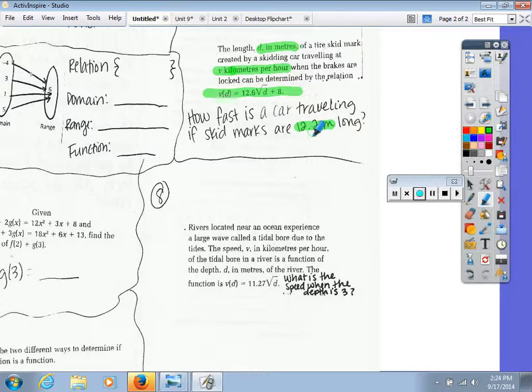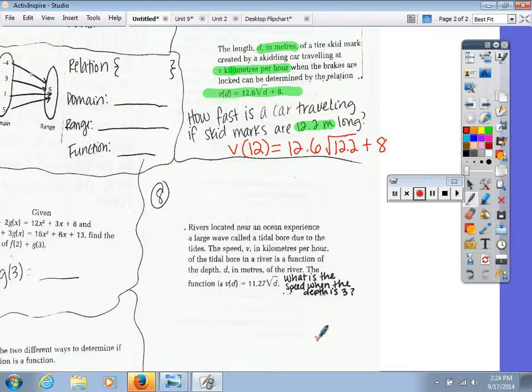Do y'all see that? I said, how fast is a car traveling if skid marks are 12.2 meters long? The meters match the what? The D. So all you have to do is just substitute 12.2 in for D. So you're going to say V of 12 equals 12.6 times the square root of 12.2 plus 8. You see? All we did was substitute it in. So basically for these problems, you're just figuring out what's my equation and what number am I substituting in.